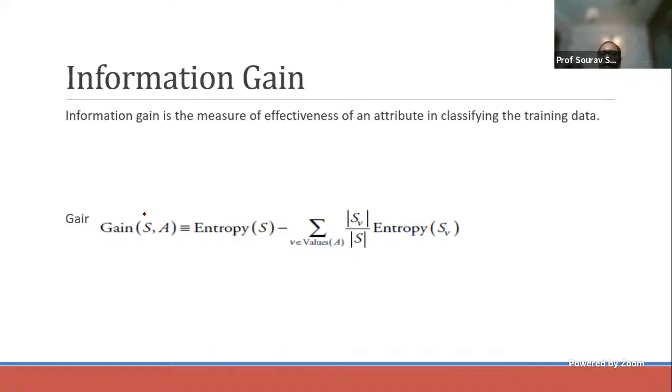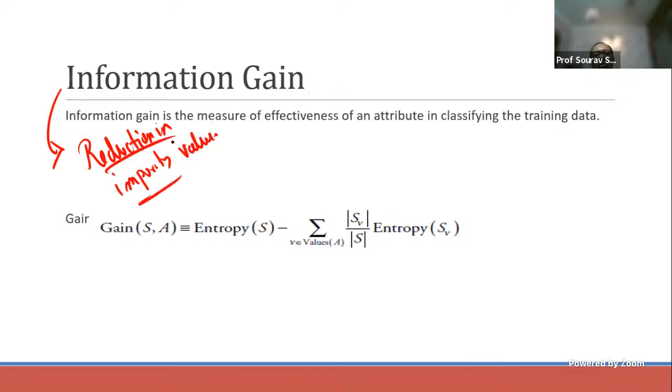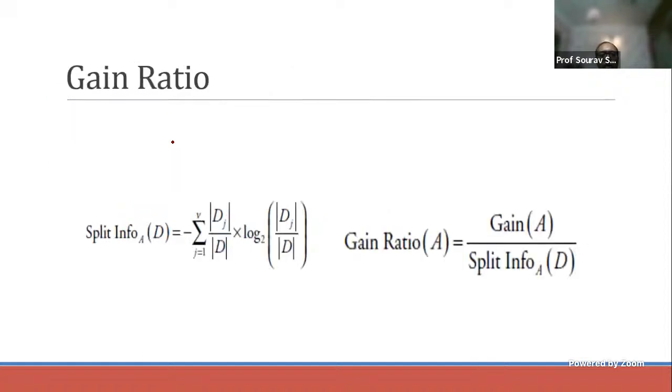So now let's come to something which is called the information gain. Again, this reduction in impurity value, the information gain, also helps determine how effective an attribute is in classifying the data. So again, this is what we are going to do.